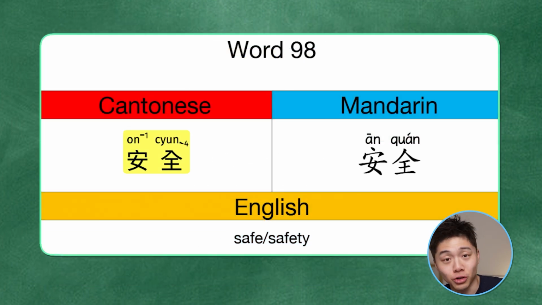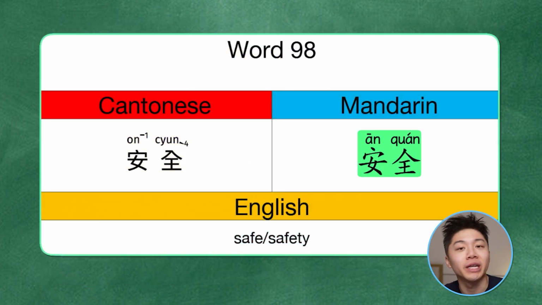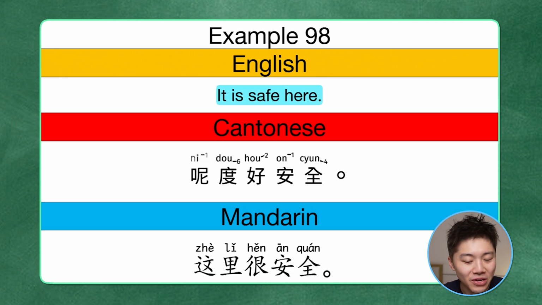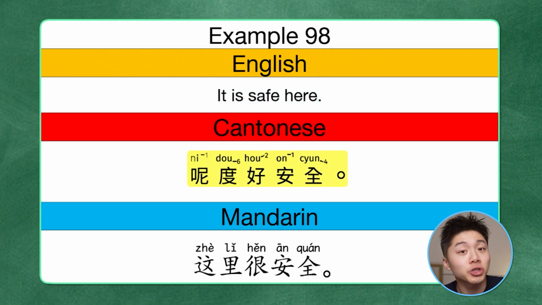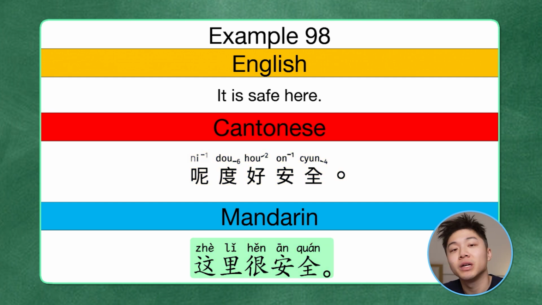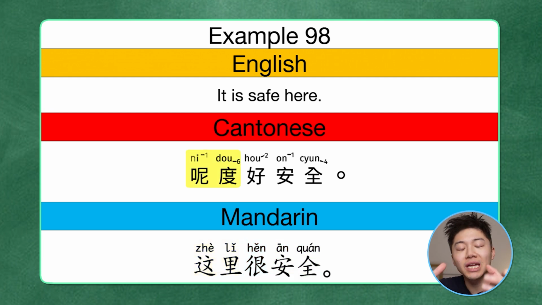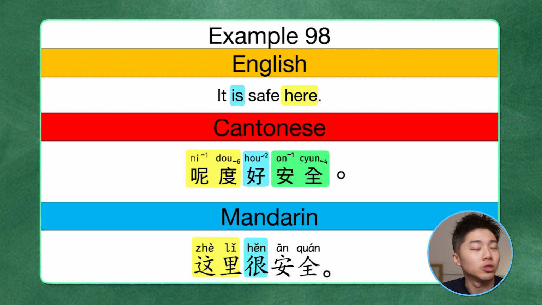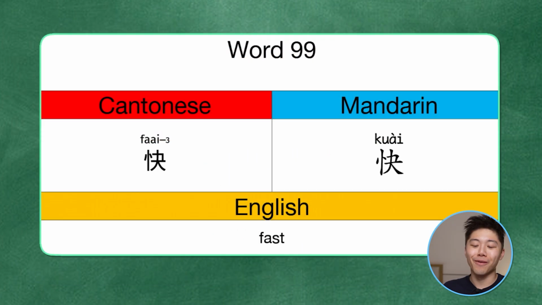Safe, safety. In Cantonese, 安全. In Mandarin, 安全. It is safe here. In Cantonese, 呢度好安全. In Mandarin, 这里很安全. So 呢度 means here, in Mandarin 这里. 好 means very, in Mandarin 很. 安全 means safe, in Mandarin 安全.